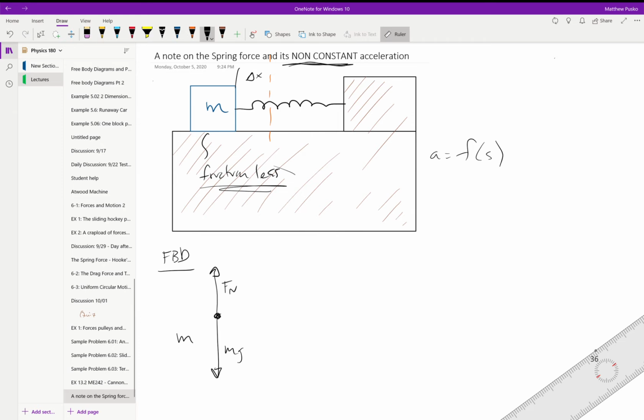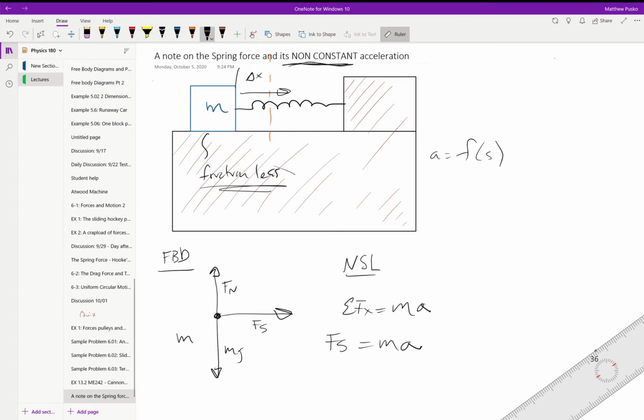Since we pulled the mass and the spring to the left, we are stretching it. It wants to go back this way, so we have a force due to the spring acting to the right. Now, if I do Newton's second law, the summation of the forces in the x direction is equal to the mass times the acceleration. I just have the spring force equal to mass times acceleration.